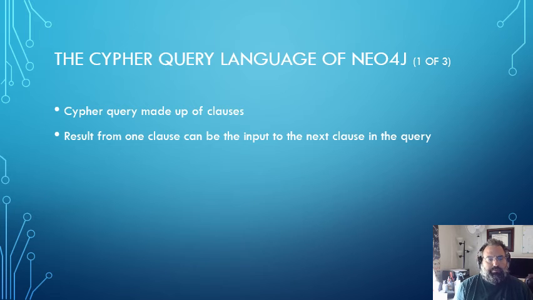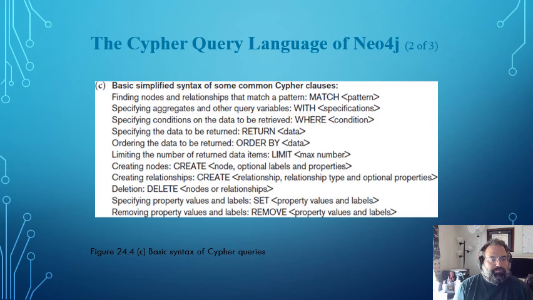The Cypher query language of Neo4j is made up of clauses. The results of one clause can be used as the input for the next clause in the query. In a basic query you say match some pattern, then where, which specifies the condition of the data to be retrieved, and then return, which is essentially your projection of what you want to get back, ordering it in a certain fashion with order by, and limiting the number of records, nodes or edges, depending on what you're querying for, to retrieve.